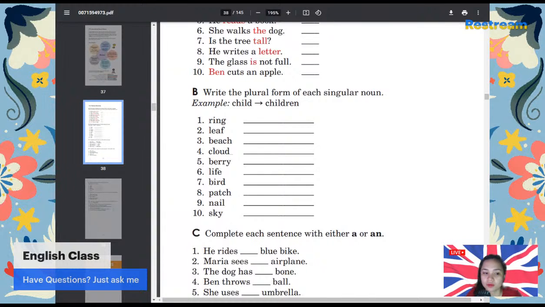Okay, next we have berry, number five. Berry ends with the letter Y. So we're going to remove the letter Y and replace it with I, and then add what? If it ends with a consonant plus Y, we will add the letters E and S. So it will come as berries. In the chat box, just look for it.